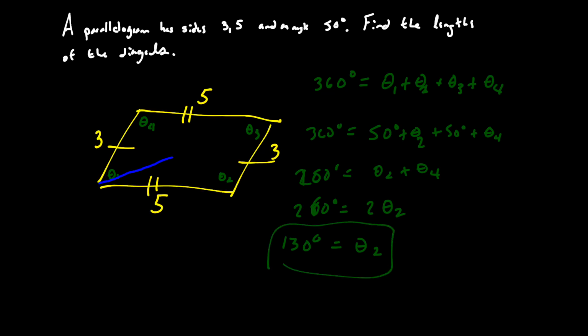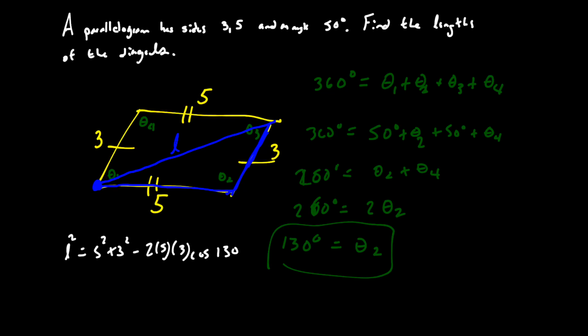Now we want to find this diagonal here, and we formed a triangle from this diagonal, and we're going to apply the law of cosines to find what this length is. By the law of cosines, we'll get the following relation: L squared is equal to 5 squared plus 3 squared minus 2 times 5 times 3 times cosine of theta 2, which is 130 degrees. Therefore, L is going to be equal to the square root of 25 plus 9 minus 30 times approximately negative 0.6427.